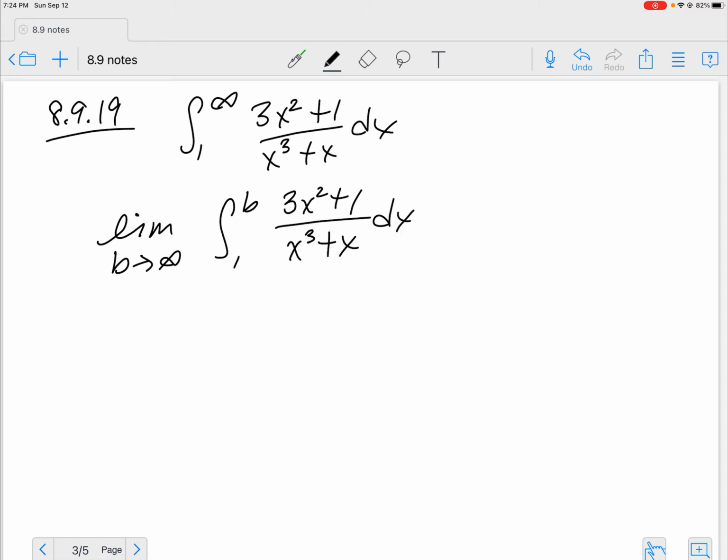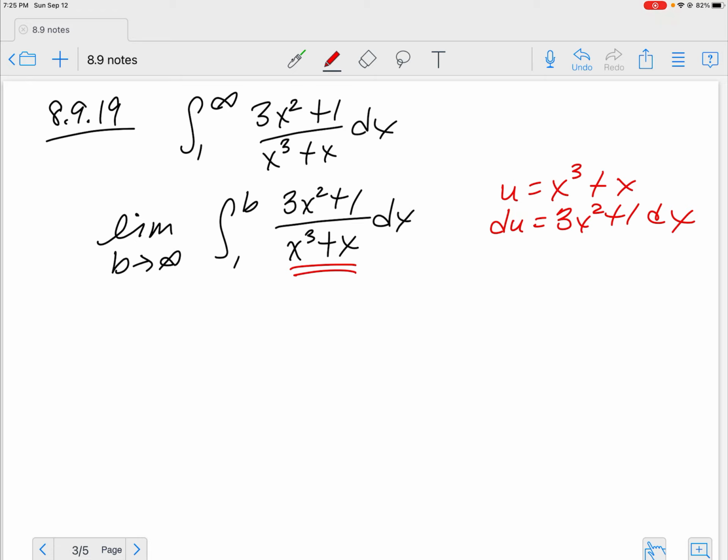Now, how are we going to integrate this? Do you see that u sub? I know that's what you guys are saying, I can feel it. Here, if my u is x cubed plus x, my du will be 3x squared plus 1. Oh, look how fancy that is. Good stuff, right?